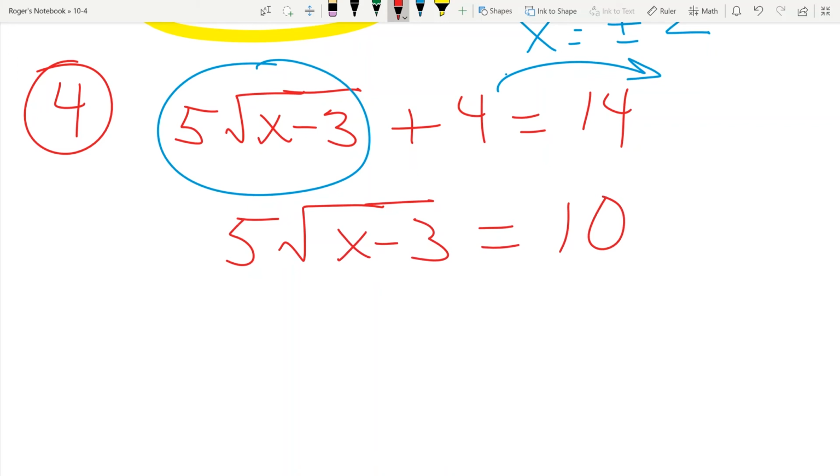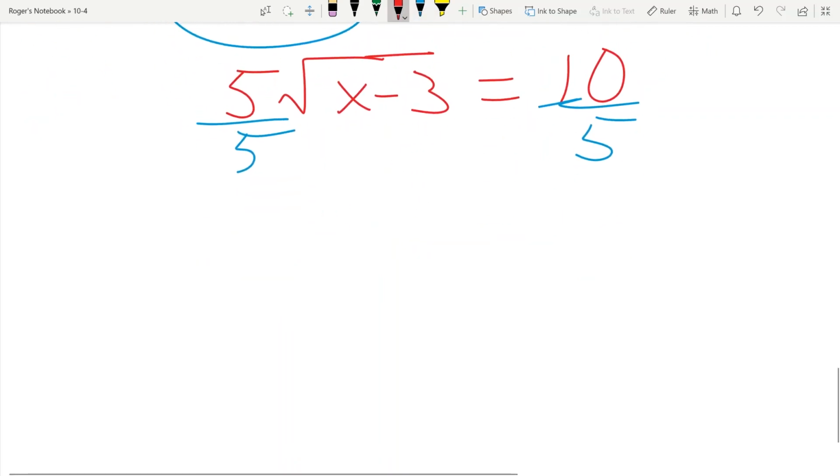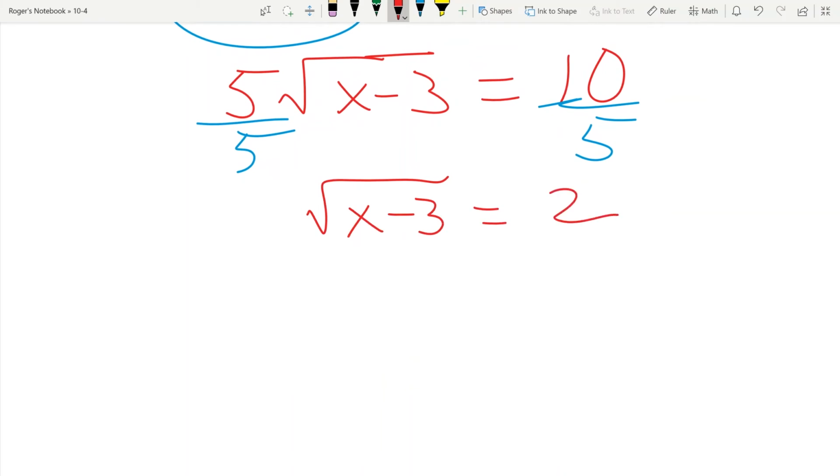Now, I could go ahead and square both sides if I wanted, but I would suggest that before I do that, why don't I divide both sides by the coefficient that's out there in front of that radical. This radical is being multiplied by 5. It's 5 square roots of x minus 3. Let us divide both sides by 5. And when we do that, what do we get? The 5's cancel on the left, so we get the square root of x minus 3 is equal to 2.